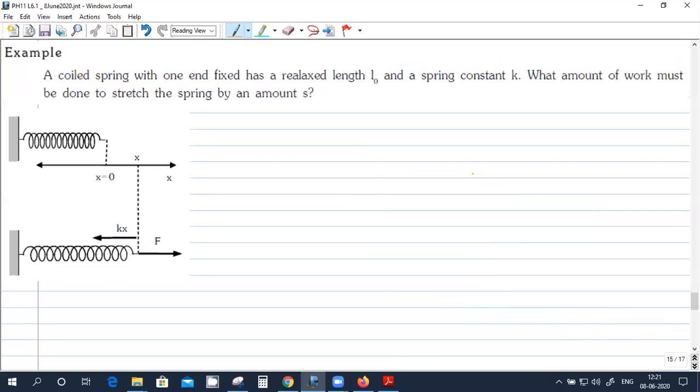Okay, this one. Assume this is the relaxed length, L naught. From x equal to 0, I'm stretching to x. Suppose this x is s. What is the amount of work done in taking the spring from x equal to 0 to x equal to s? Sir, what is the force formula? Is it a variable force or a uniform force?